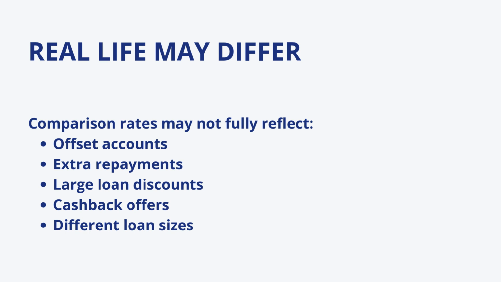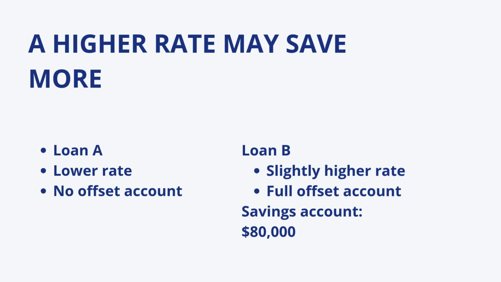Real borrowers may use offset accounts, make extra repayments, receive lender discounts, refinance early, or borrow very different amounts. That means the actual cheapest loan for you may differ from the comparison rate. Here's another example. A loan with a slightly higher interest rate may actually save you more money if it includes a strong offset account feature, especially if you keep significant savings in the account.